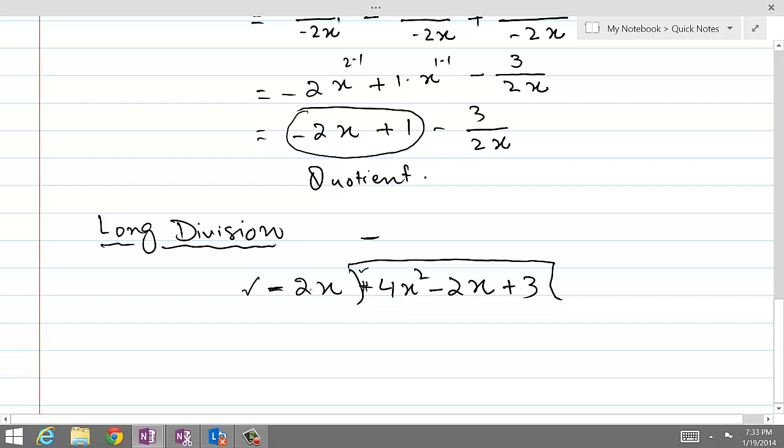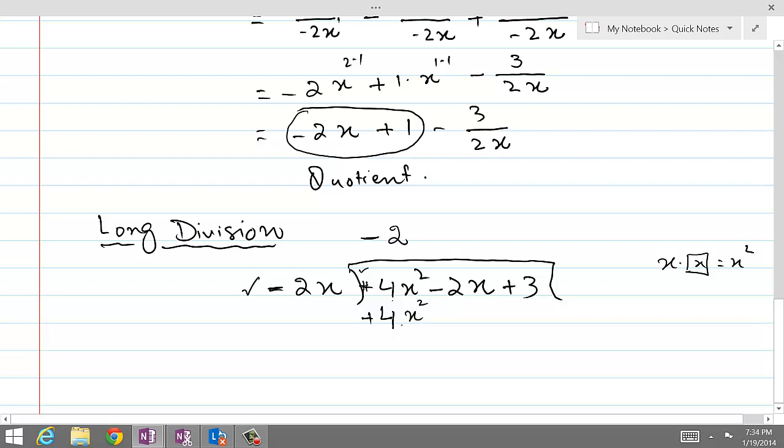2 should be multiplied with what to get the answer 4. Now number with number. 2 times what is equal to 4? 2 times 2 is equal to 4. So this is 4, and x should be multiplied with what to get x square? X obviously should be multiplied with x to get x square. So here is x square.